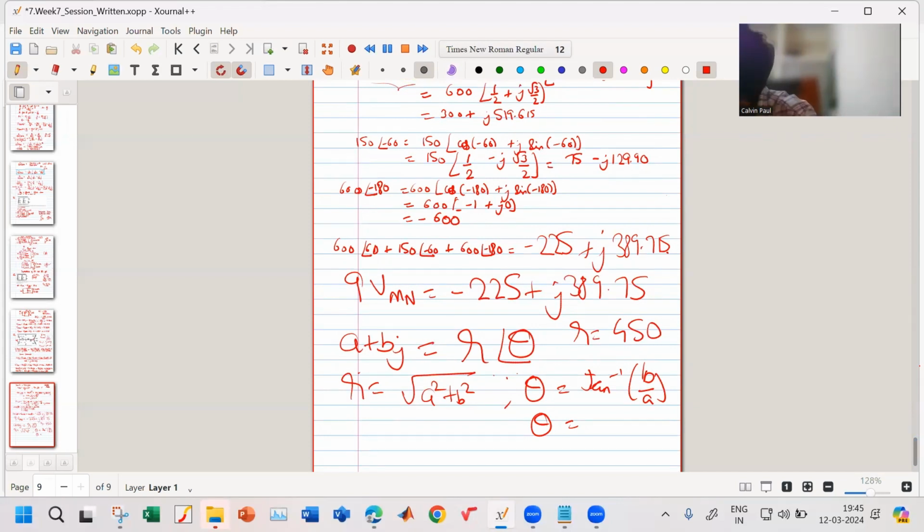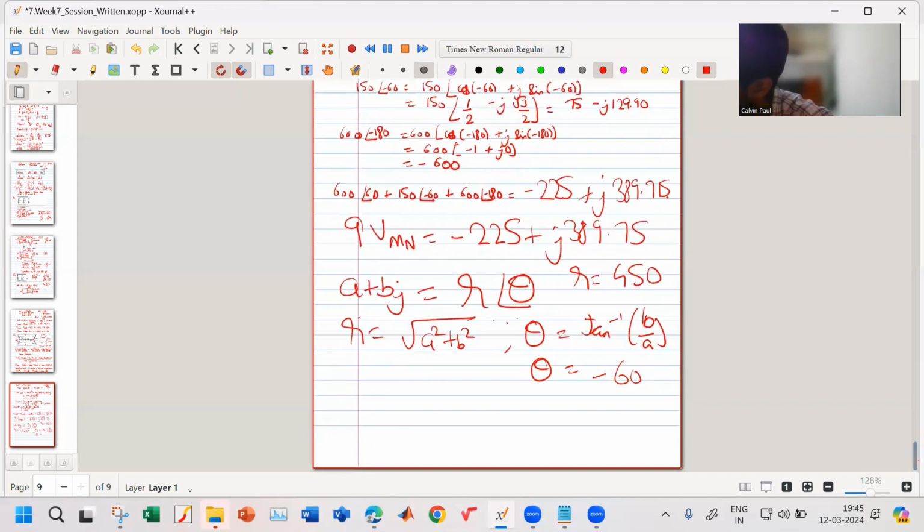How much is your theta? Minus 60. Theta is minus 60, yes, sir. Okay, so our answer which we get is VMN equal to 450 at an angle of minus 60.